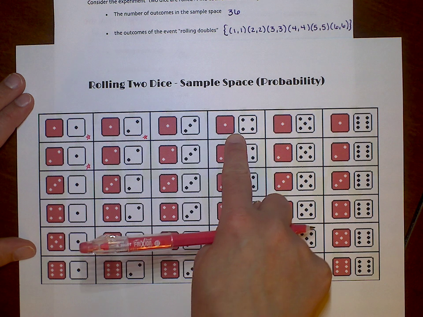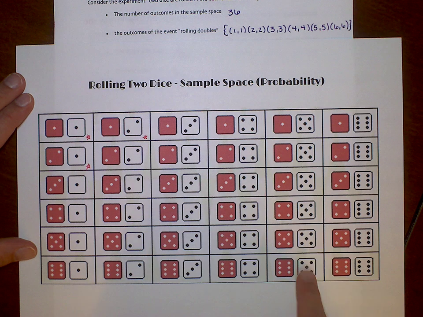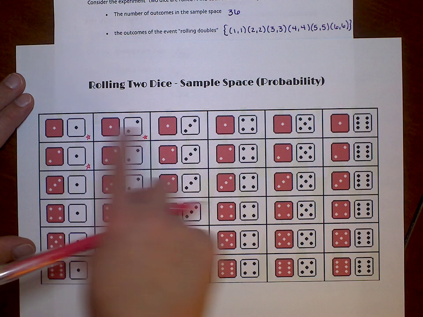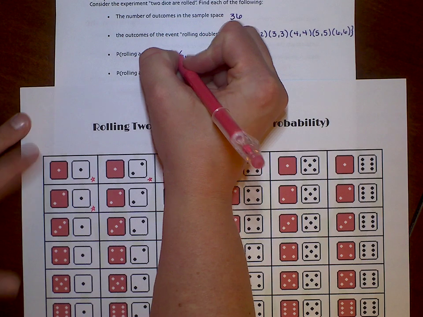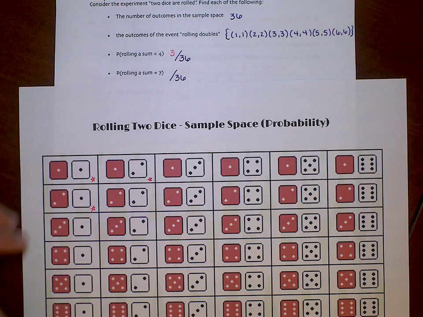And then here, we're starting out at 5. So again, we know that all of these are going to be bigger. So I really only have these 3. So I could say my probability is 3 out of 36.